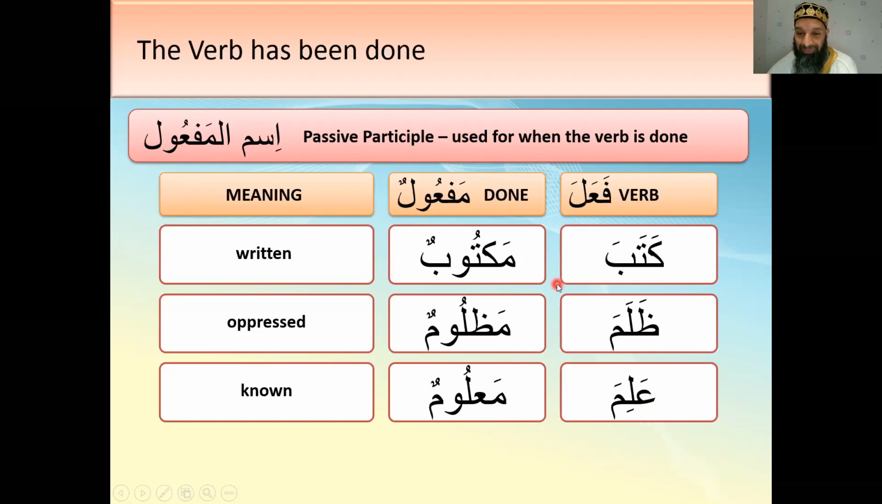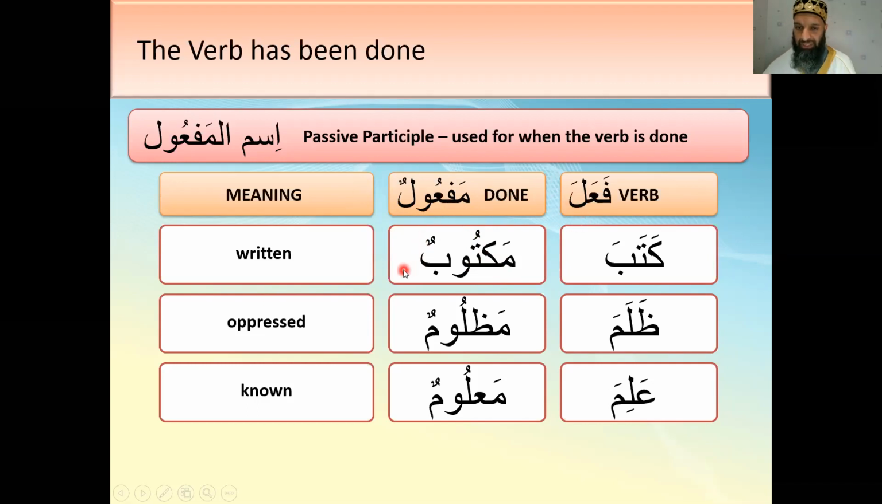Where does the meme come from? Good question. It's part of the template there, look. So fa'ala, fa. So this is the template maf'ul. So you have to stick a meme to put it in this pattern. But then the first root letter is there. So in this case, it'll be k for mak. And then the second root letter is there. So maktu, a waw appears as well. So maktu and then bun.